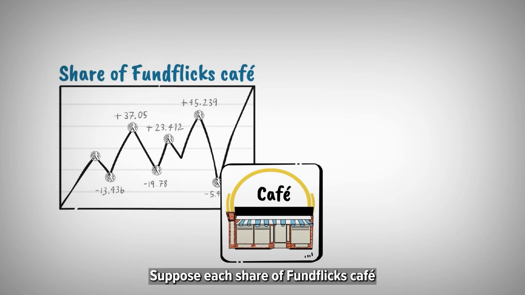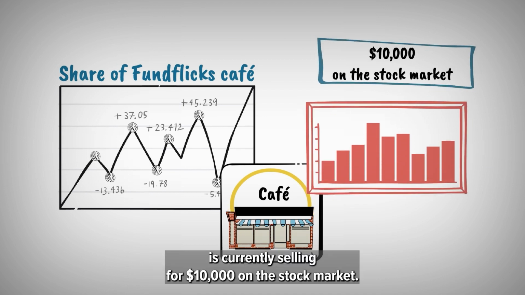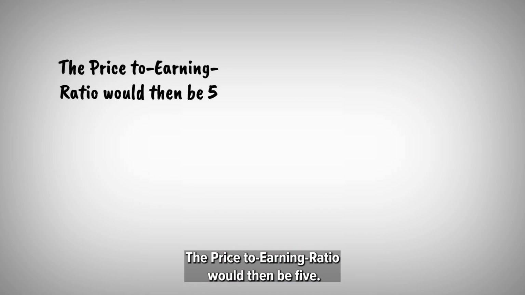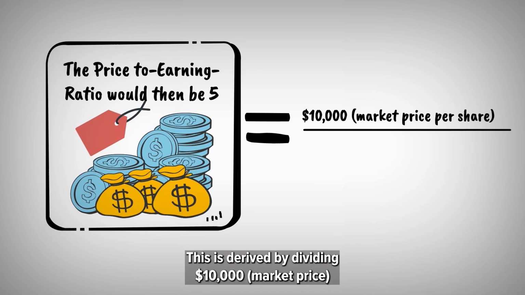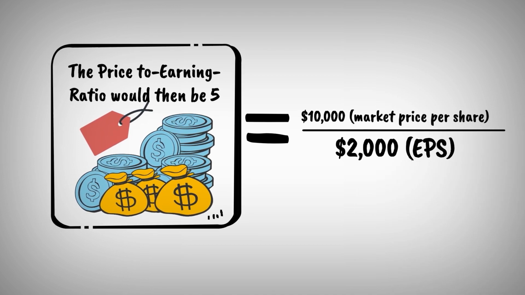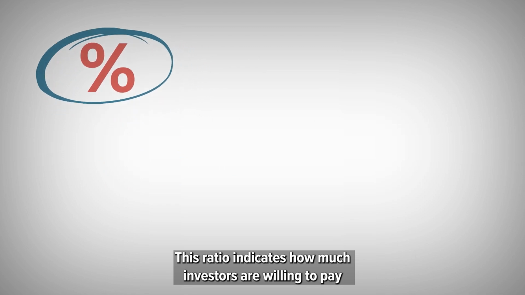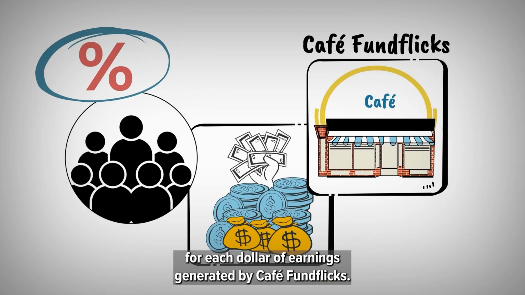Suppose each share of Fund Flicks Cafe is currently selling for $10,000 on the stock market. The price-to-earning ratio would then be 5. This is derived by dividing $10,000, market price per share, by $2,000, EPS. This ratio indicates how much investors are willing to pay for each dollar of earnings generated by Cafe Fund Flicks.